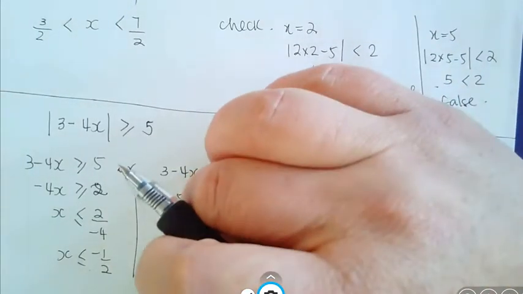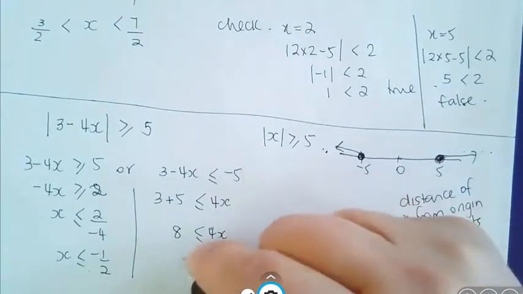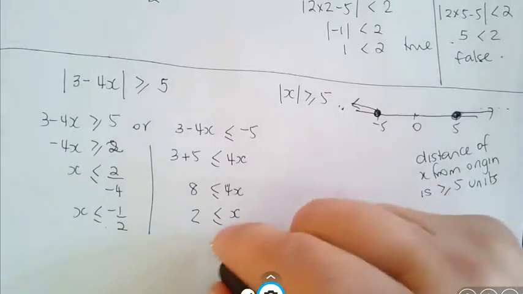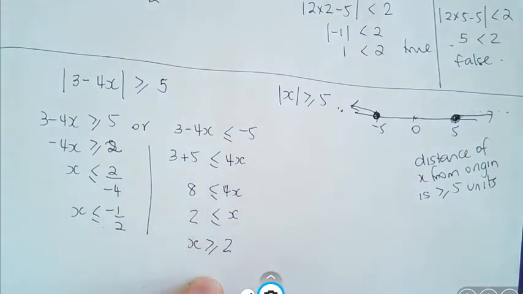4x, big open mouth facing 4x. It's greater than or equal to 8. Now I just divide by 2. I don't need to change the inequality sign for that. Now when I'm finished, I just turn it around. X is greater than or equal to 2. So that's if you decide to put your pronumeral on the right.